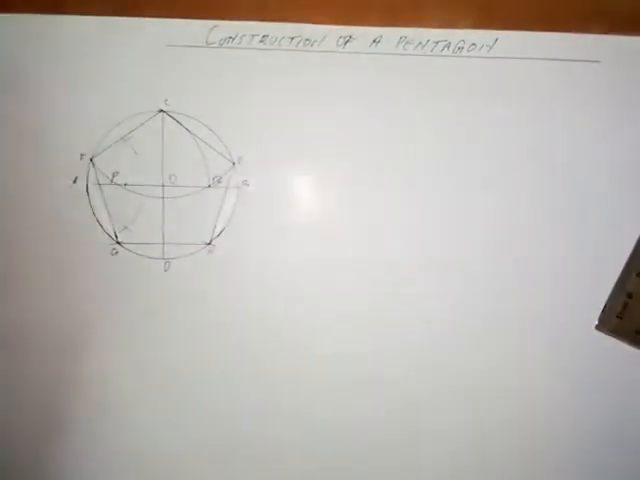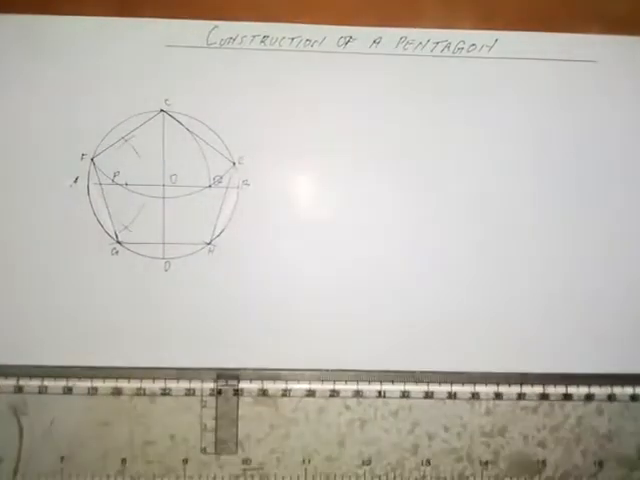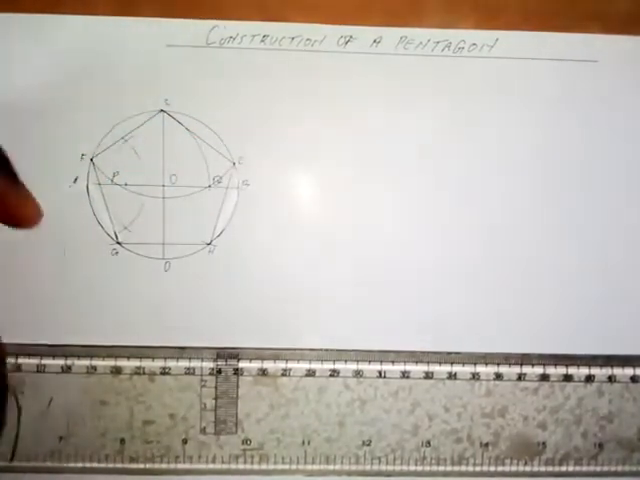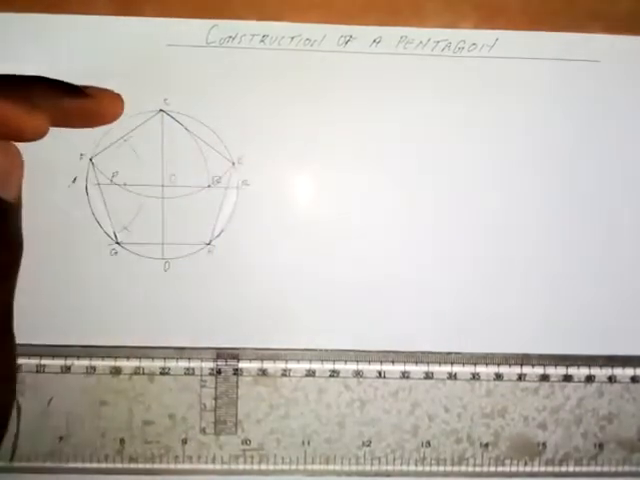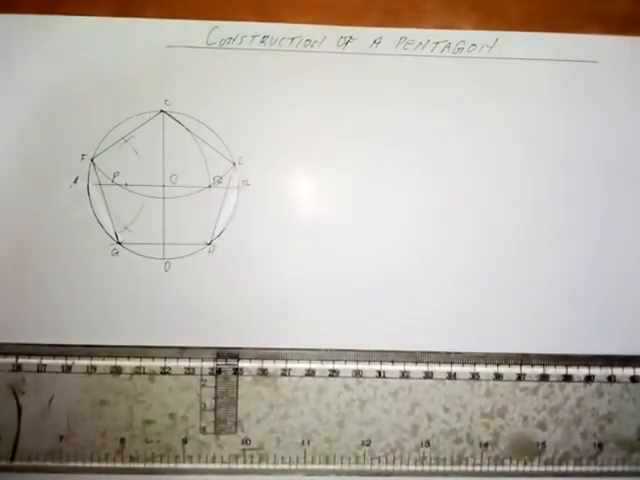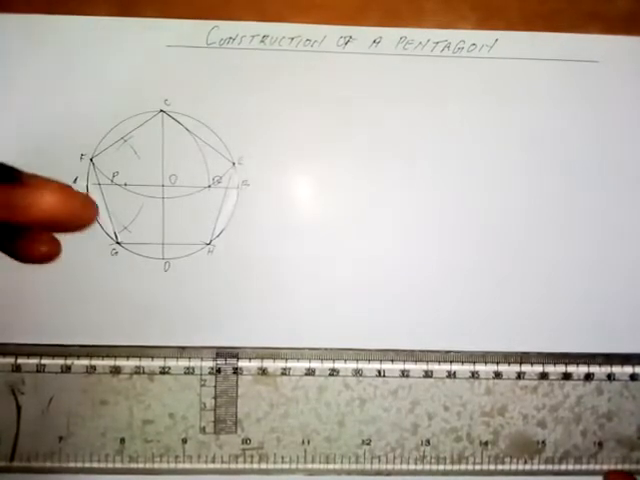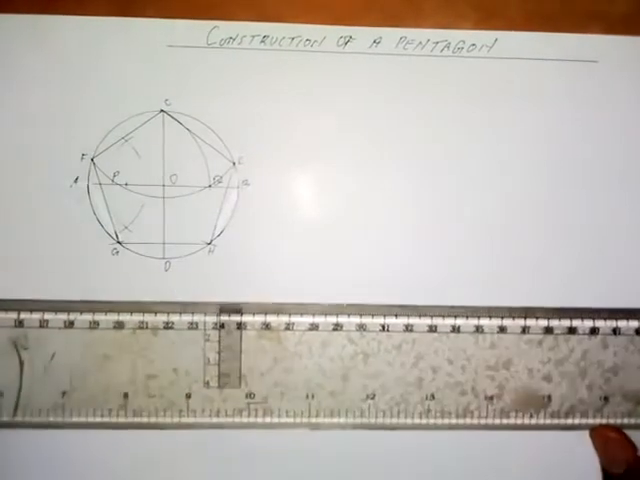So this is the first method. Let's look at the second method. In the second method, don't forget that in the first case we were given a diameter of the circle that we used. In this case now, the length of the side is given. So let's say the length of side given is 30 mm.